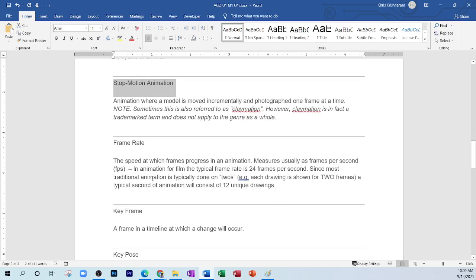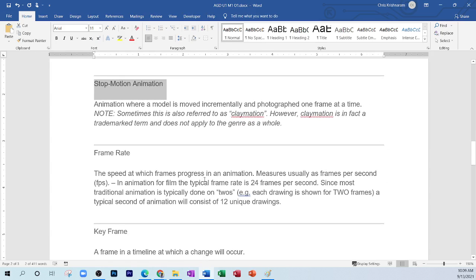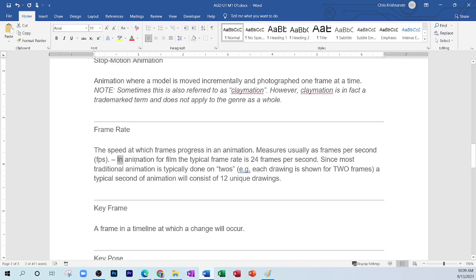And if we look back at the definition we had on frame rate, notice here, in animation for film, the typical frame rate is 24 frames per second, since most traditional animation is done in twos. That's why we were talking about that twos part.